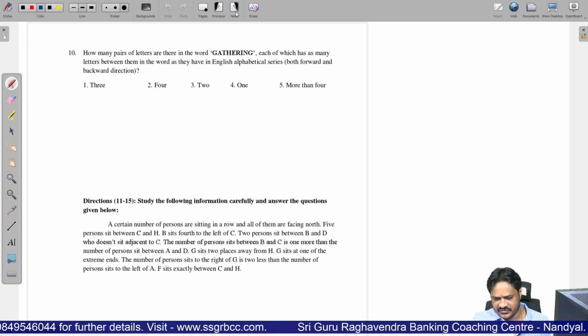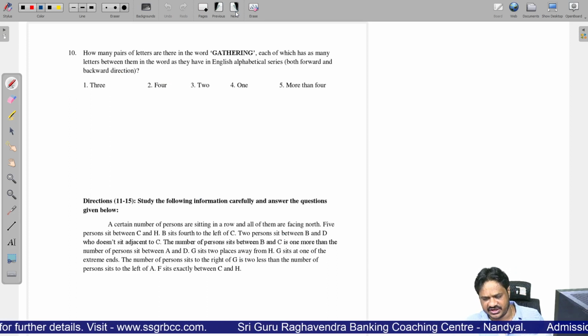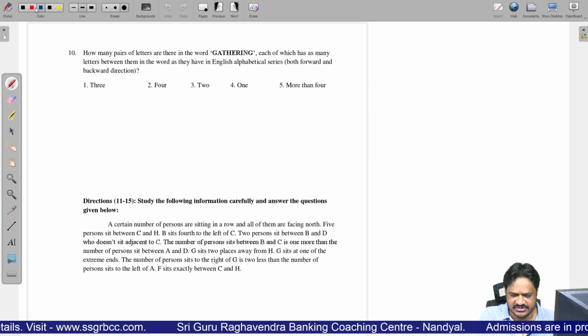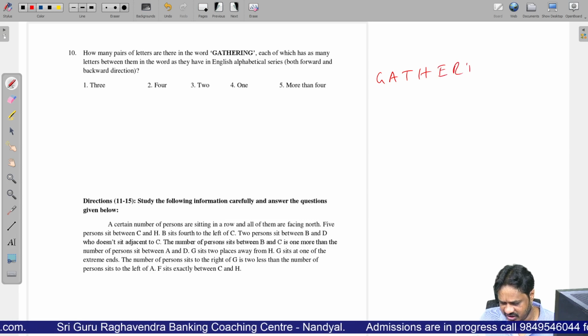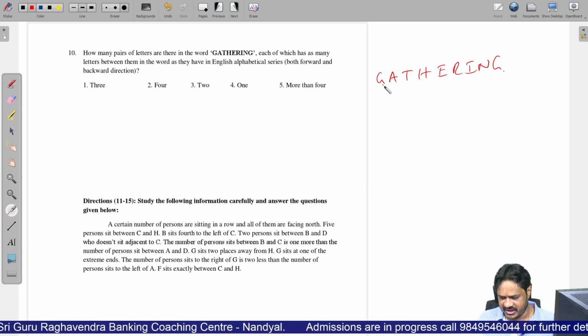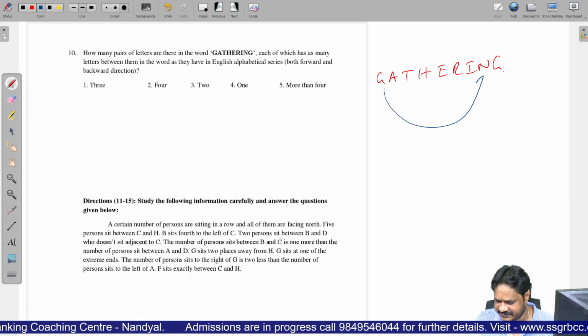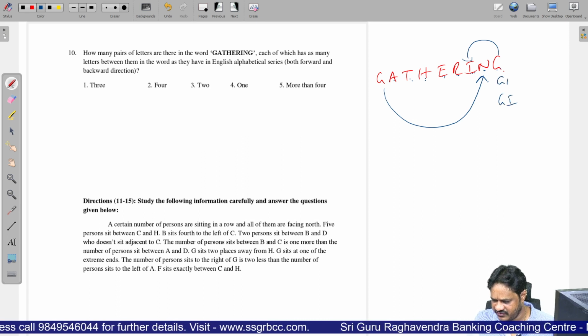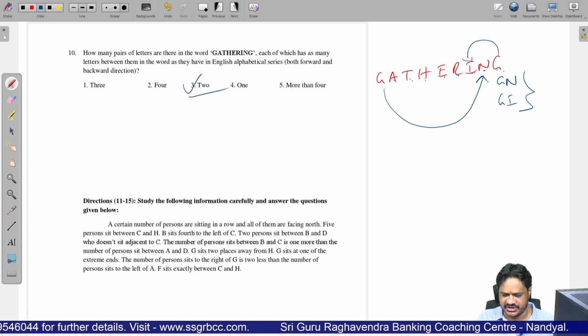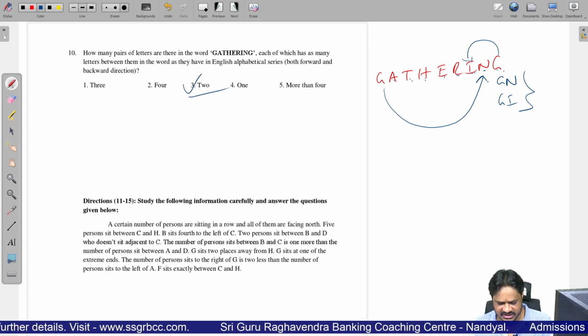Next one. How many pairs of letters are there in the word gathering, each of which has as many letters between them as in the alphabet? So first, GATHERING. You have to see both front and back. GHIJKLMN. So the first pair is GN. Then A, B, C, D, E, F, G, H, nothing. After that there is no alphabet. H, I, J, K, L, M, nothing. E, F, G, H, I. G, I. Second pair is G, I. So we got first one GN, second one GI. So 2 pairs you are getting. So option is 3. Then let us see the next one.